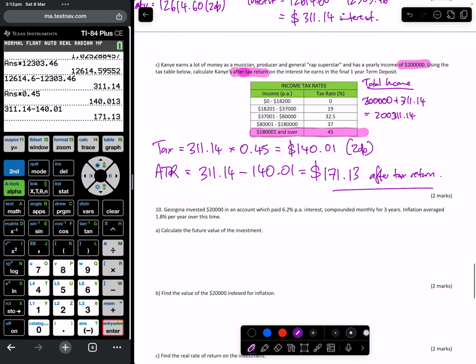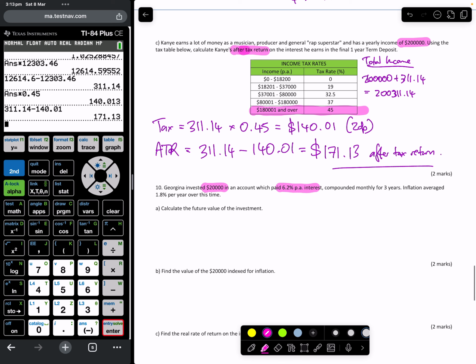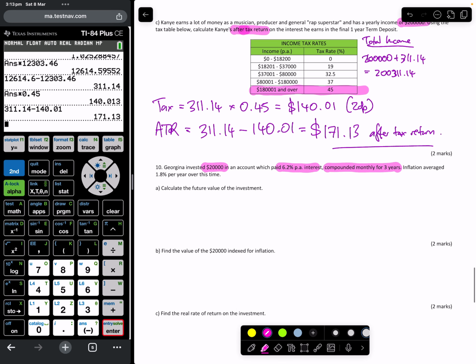Georgina invested 20 grand in an account which paid 6.2% per annum interest, compounding monthly for 3 years. Inflation averaged 1.8% per year over this time. Calculate the future value of the investment.